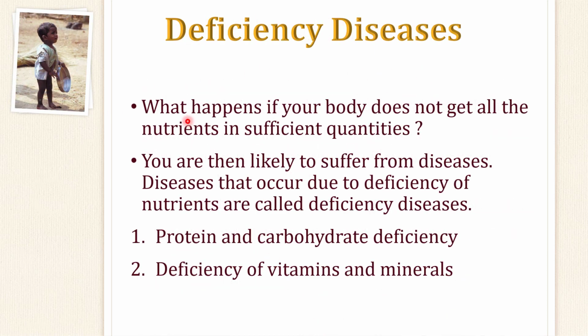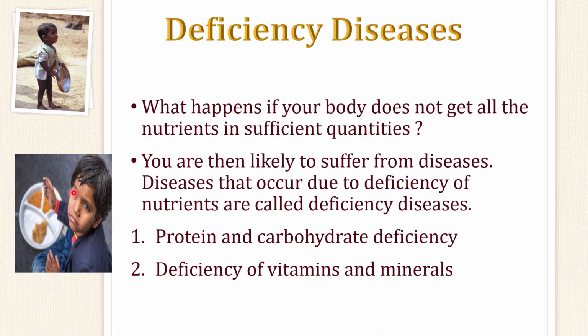Deficiency diseases. What happens if our body does not get all nutrients in sufficient quantities? Have you ever thought about it? If we are not getting enough nutrients, then we can suffer from diseases. Diseases that occur due to deficiency of nutrients are called deficiency diseases. Some of them are protein and carbohydrate deficiency and deficiency of vitamins and minerals.